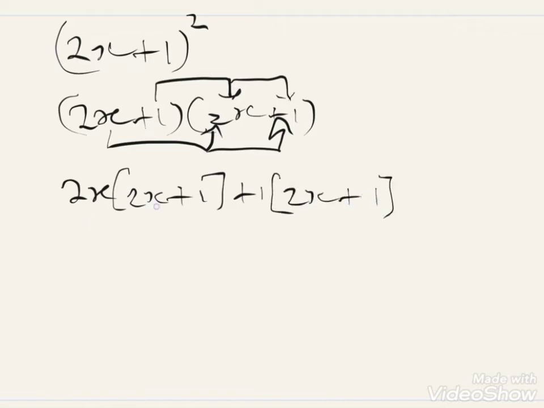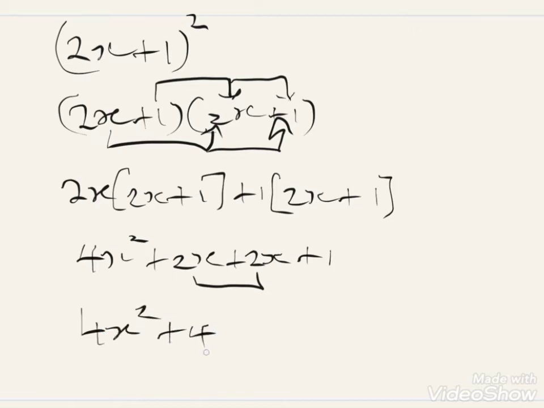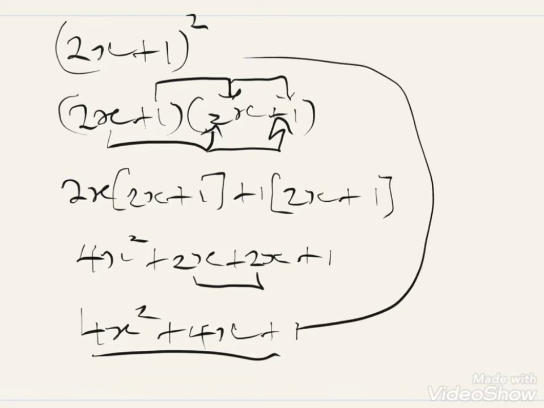Now 2x times 2x, we have 4x squared. 2x times plus 1, we have plus 2x. Plus 1 times plus 2x, we have plus 2x. Plus 1 times 1, we have 1. These are like terms. We sum to have 4x squared plus 4x plus 1. Like terms, we just sum the coefficients. So this is the expanded form of this binomial here. This is how we can multiply out without using the binomial formula.